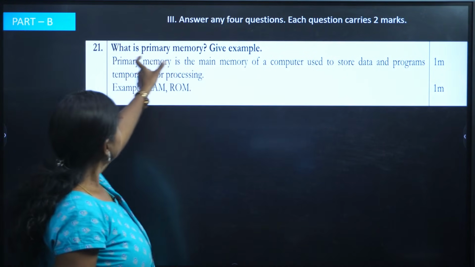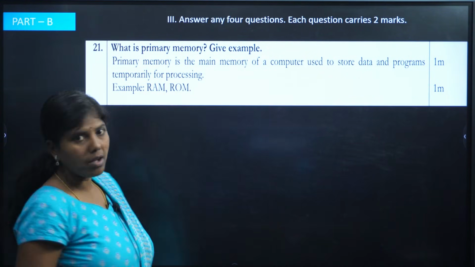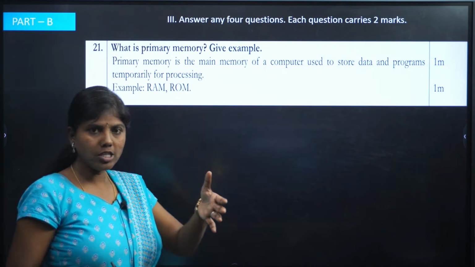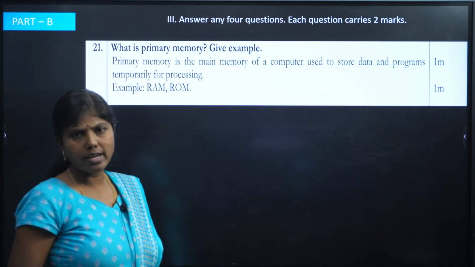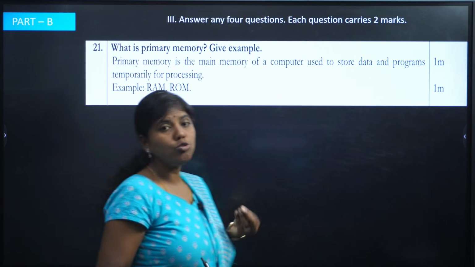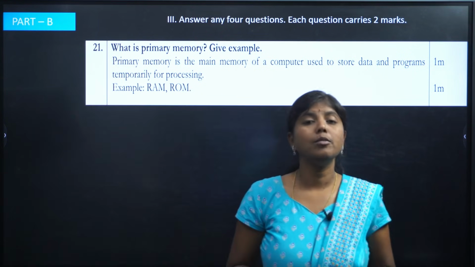Means what is primary memory, that will carry 1 mark and example will carry another mark. So writing definition, and according to the question you need to write the answers. So what is a primary memory? It's a main memory that is used for storing the data and the program.